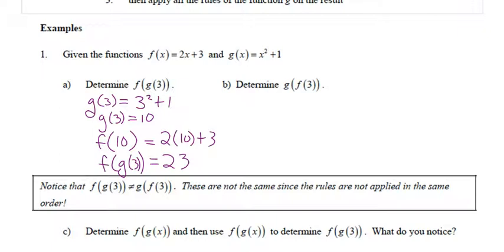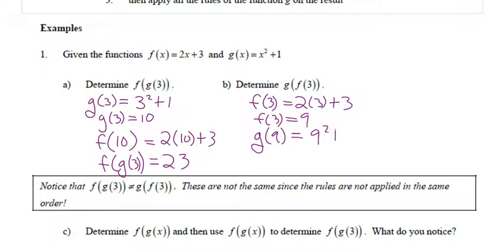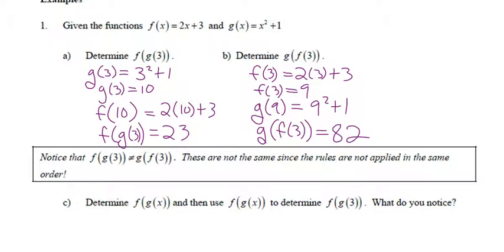Okay, is g of f of 3 going to be 23? No, it's going to be different. So f of 3 is 2 times 3 plus 3, which is 9. g of 9 is 82. So g of f of 3 is 82. So they're not the same. They would be if they were inverses of each other, but they're not. So note that f of g of 3 is not equal to g of f of 3. These are not the same since the rules are not applied in the same order, and since the functions aren't actually inverses of each other, in which case the output would simply be the input.